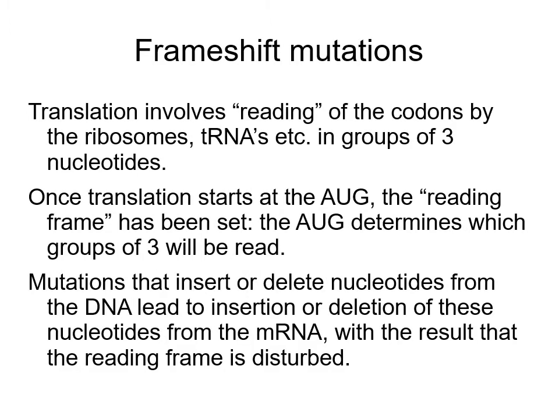Okay, the last one is frame shift, and we have to consider what's going on with that. Remember that translation involves reading of the codons by the ribosomes in groups of 3 nucleotides, and that reading frame is set by the AUG. So once we get our AUG, we start translating in groups of 3, and so mutations that delete or add nucleotides are going to change the nucleotides that are actually being read because they'll shift the reading frame and you will not get the correct amino acids.